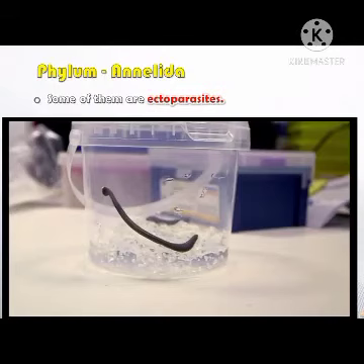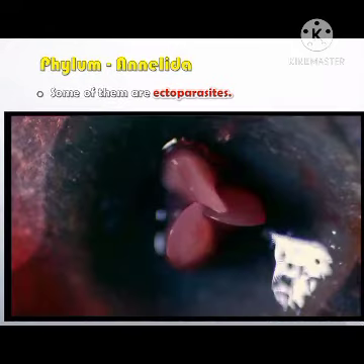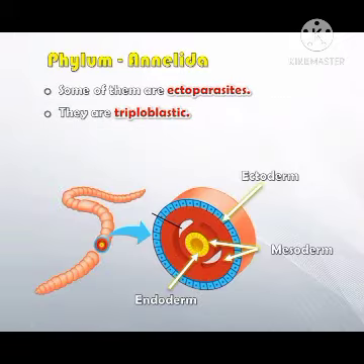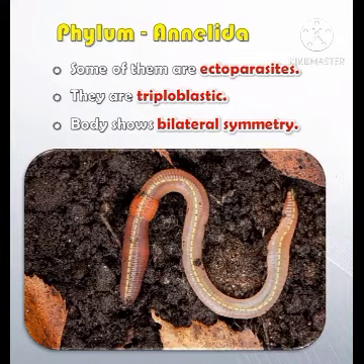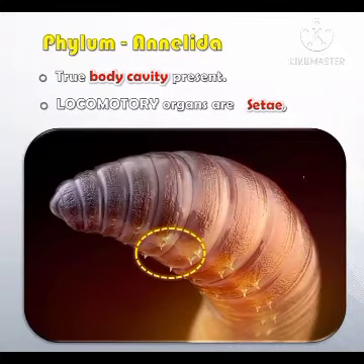Some of them are ectoparasites, for example leech. They suck the blood from the body. It is also used in the medicinal field to remove impure blood or poison from the body. Its mouth has a teeth-like structure called a sucker. They are triploblastic. The body shows bilateral symmetry. A true body cavity is present.